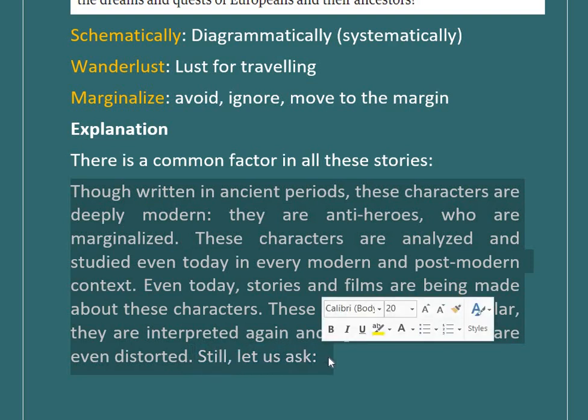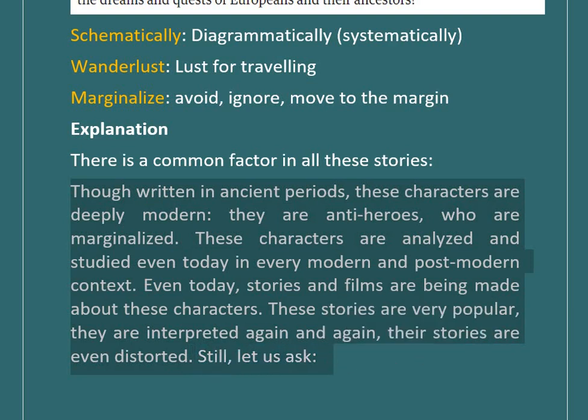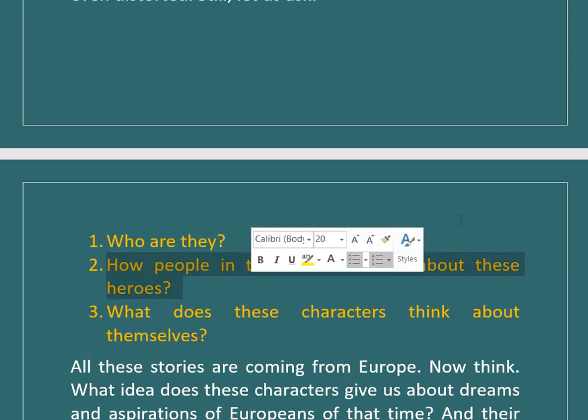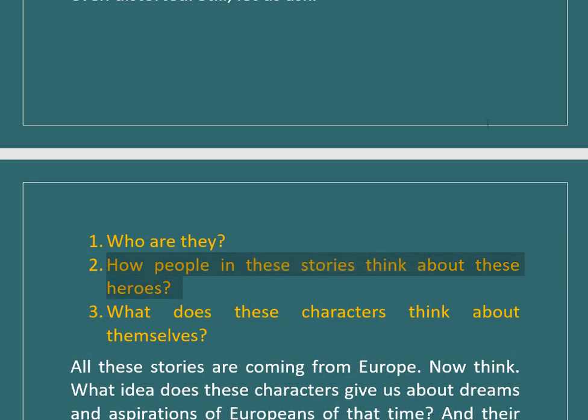Still, let us ask, who are they? Who are these characters actually? How do people in these stories think about these heroes? See, this is a very interesting question. What do these characters think about themselves? So, in answering these questions, you will be able to understand how these characters are relevant even today.